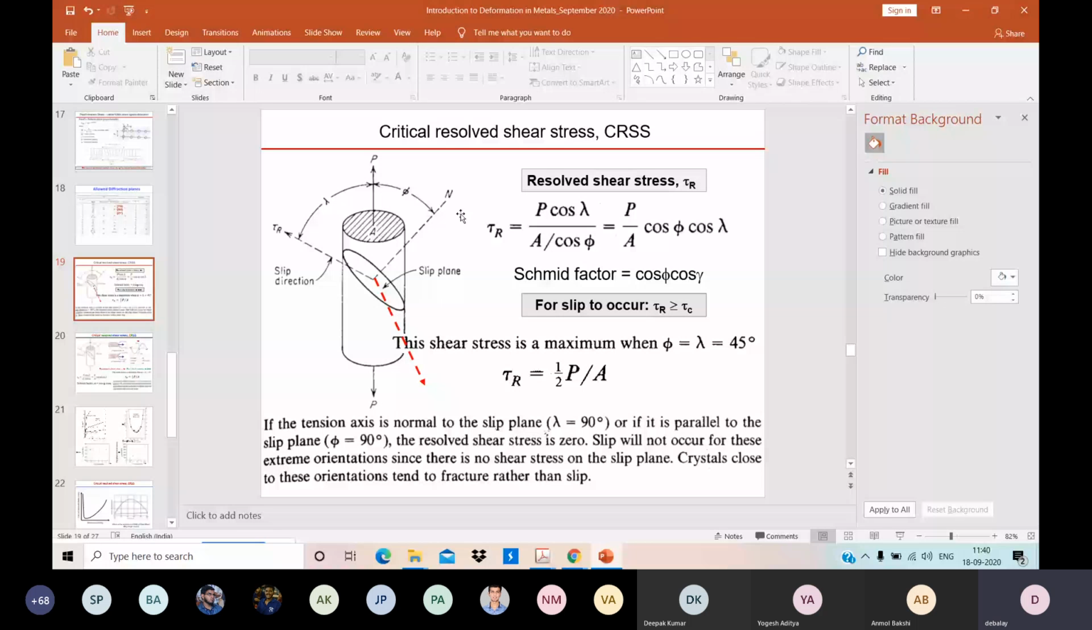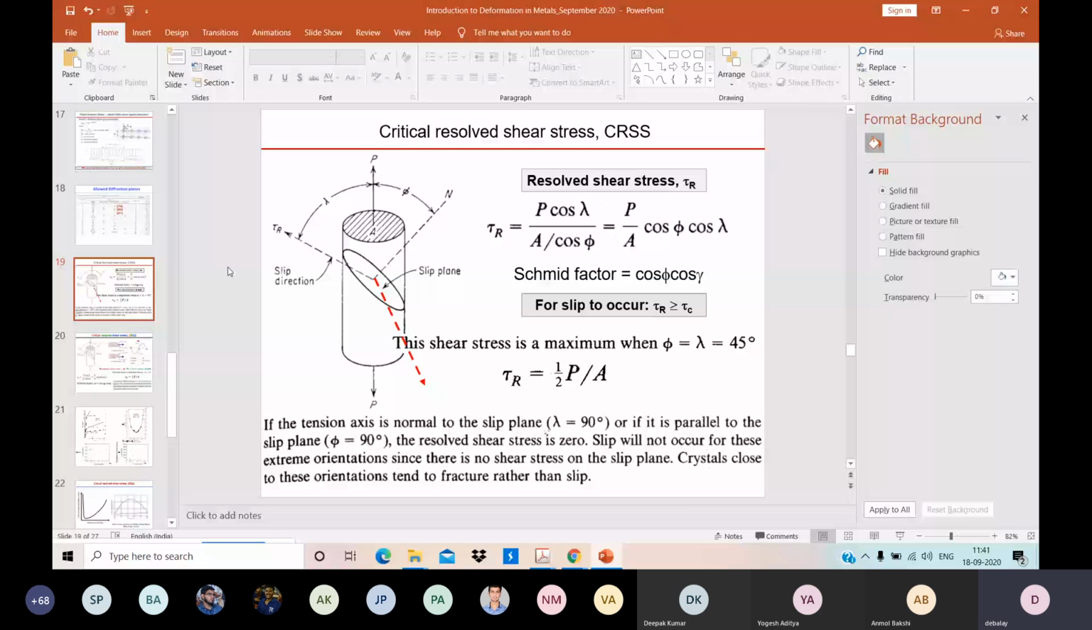Don't think that they are on the same plane. They are on the same vertical plane. That's why I have shown the angle xi between slip direction and... anyway, I will show you whatever drawing. Could you understand my point, what I am trying to tell you? Yes, sir.